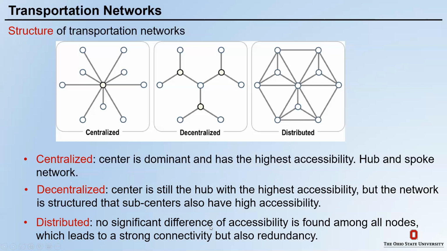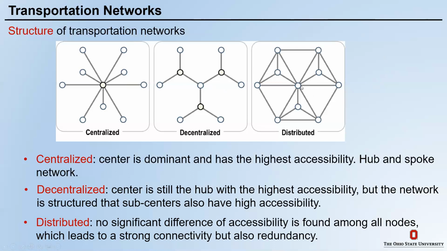No significant difference of accessibility is found among all nodes, which leads to strong connectivity, but also redundancy. You can count the number of links in this network and compare it with the number of links from the first network. Obviously, you need to use more money. You need to build more infrastructure for this network because it's much more complex than the decentralized and centralized networks.